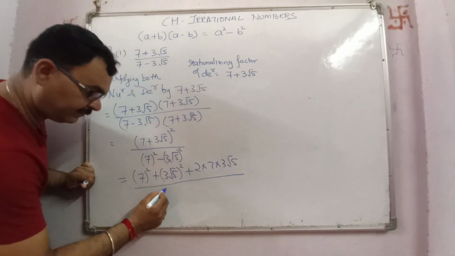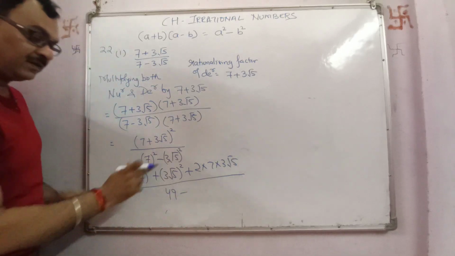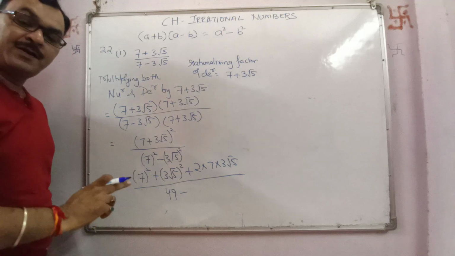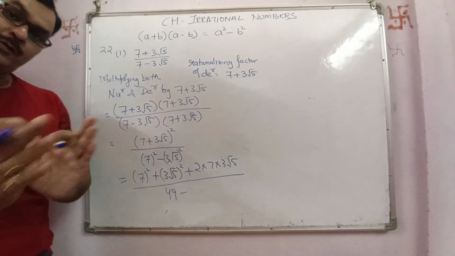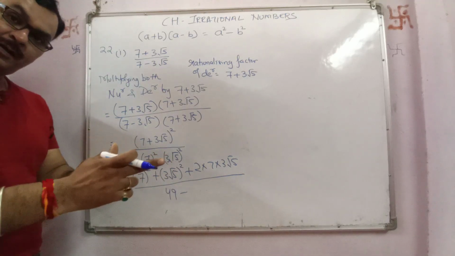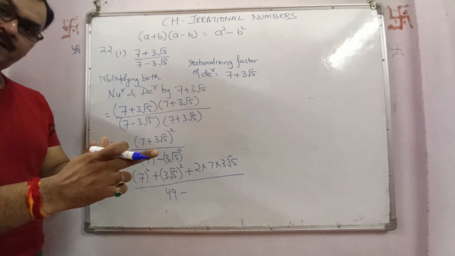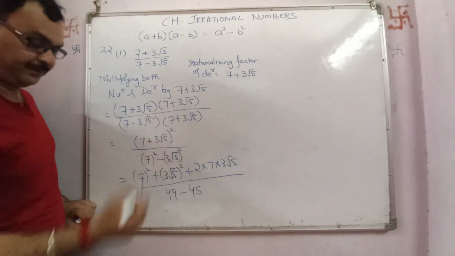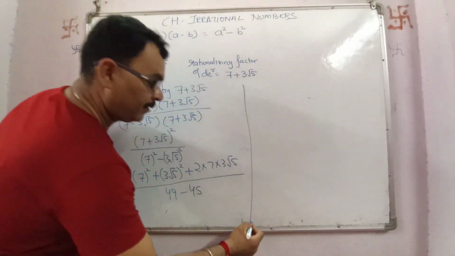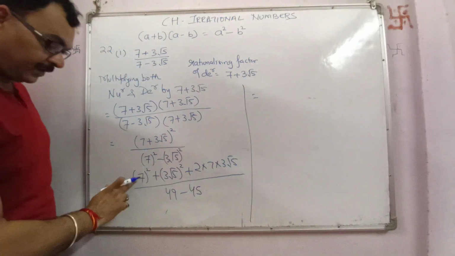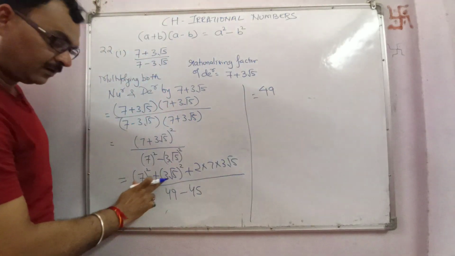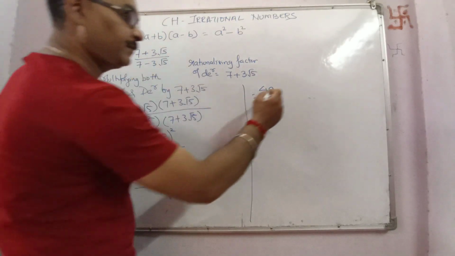Now the square of 7 is 49. Now what is the square of 3√5? I just told you people, 3√5 square means we have to multiply 3√5 into 3√5. 3 times 3 is 9 and √5 into √5 is 5. 9 into 5 will be 45. Now proceeding with that. Square of 7, 49. We have just checked 3√5 square is 45, so plus 45.